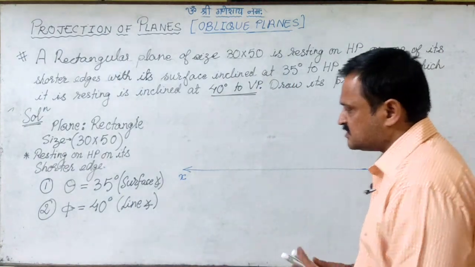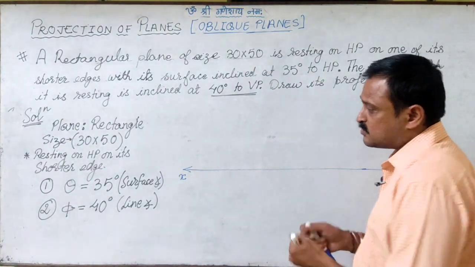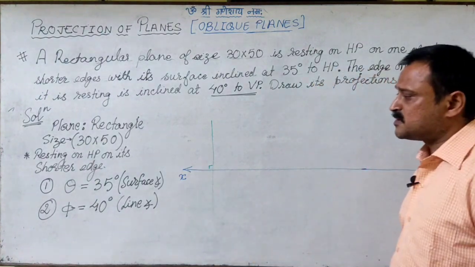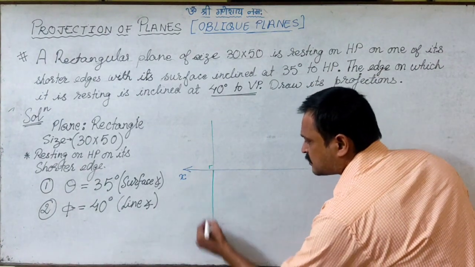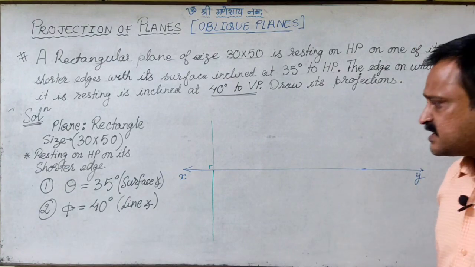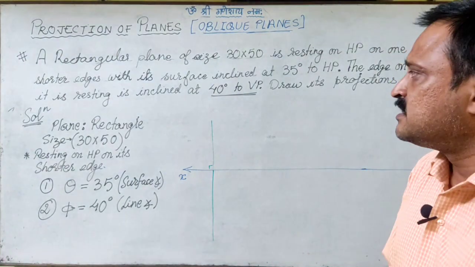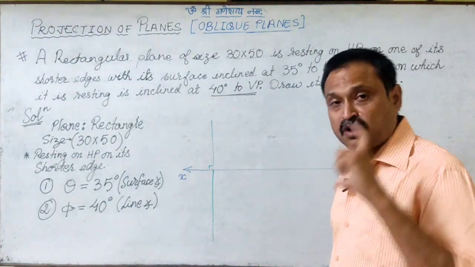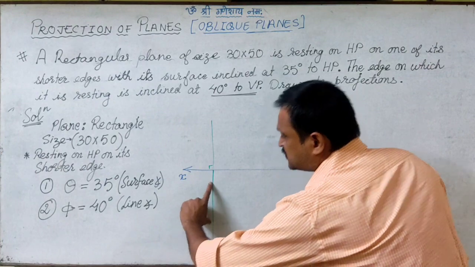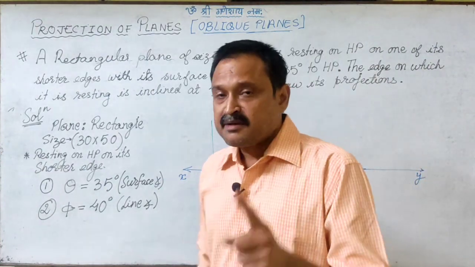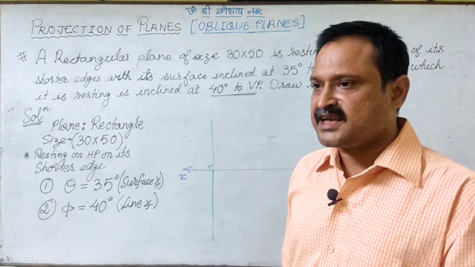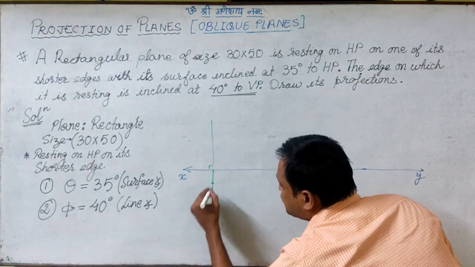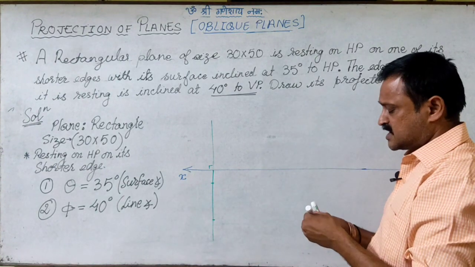So we can start then. We will first draw one projector, and projectors will always be perpendicular to the XY line. The size is given to us as 30 by 50. So we will draw the shorter side on this perpendicular projector. Why? Because it is resting on the shorter edge. So we mark the given dimension. Let us say 30 millimeters I mark.